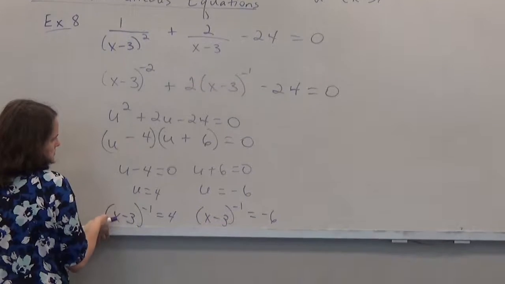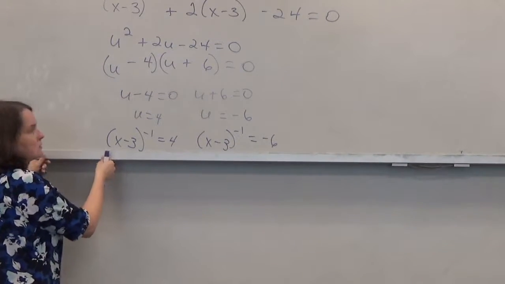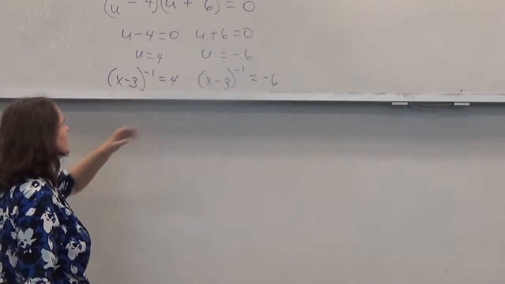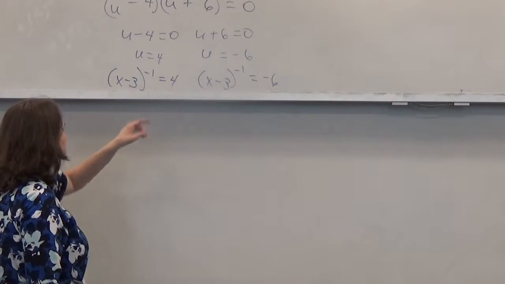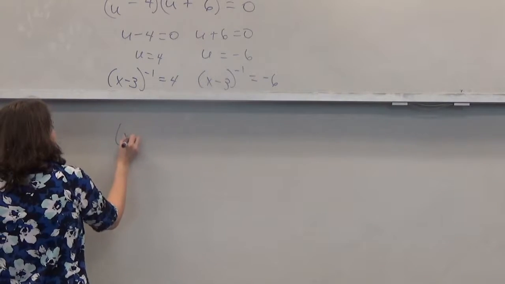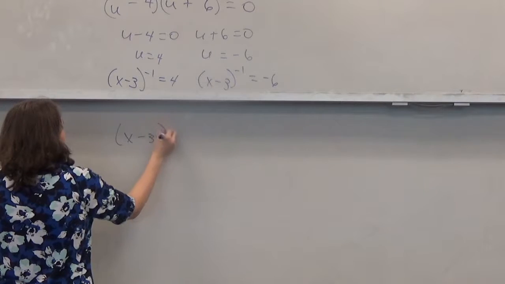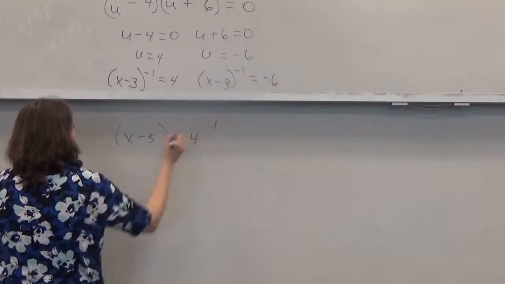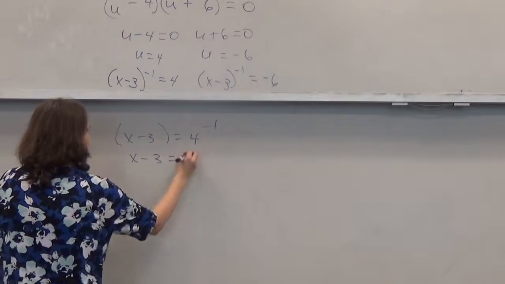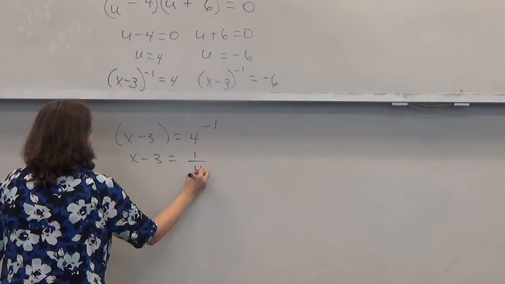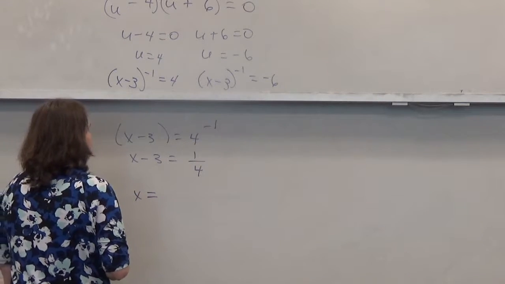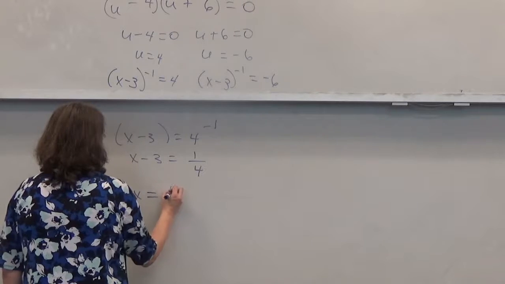And now, let's continue. How do I solve these for x? Let's raise both sides of this to the negative first power. That gives me x minus 3 equals 4 to the negative first. So x minus 3 equals 4 to the negative first, which is 1 over 4. And add 3 to both sides. So 3 and 1/4 would be 13 fourths.